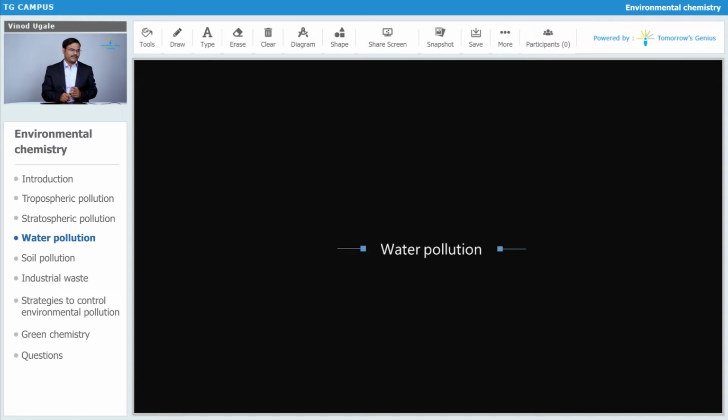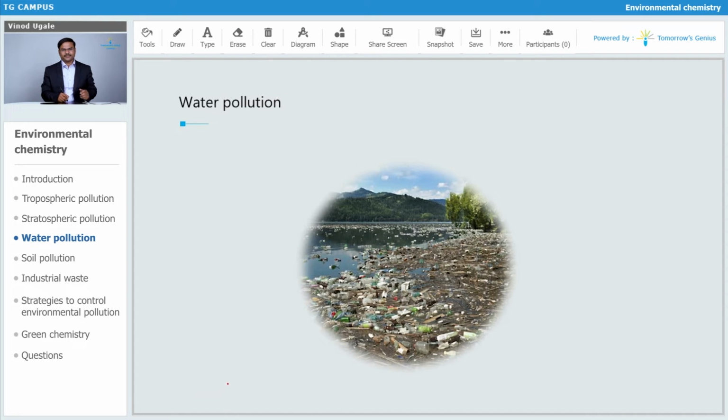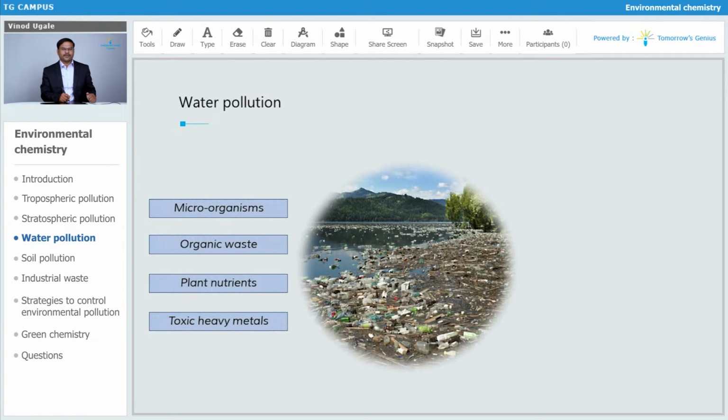We all know that there are different types of pathogens. Yes, polluted water we can see everywhere around us. Microorganisms, organic waste, plant nutrients, toxic heavy metals, all these are there in the water bodies. Though we know that organic waste is biodegradable and plant nutrients are biodegradable, we are going to see how they affect aquatic life and indirectly human life.